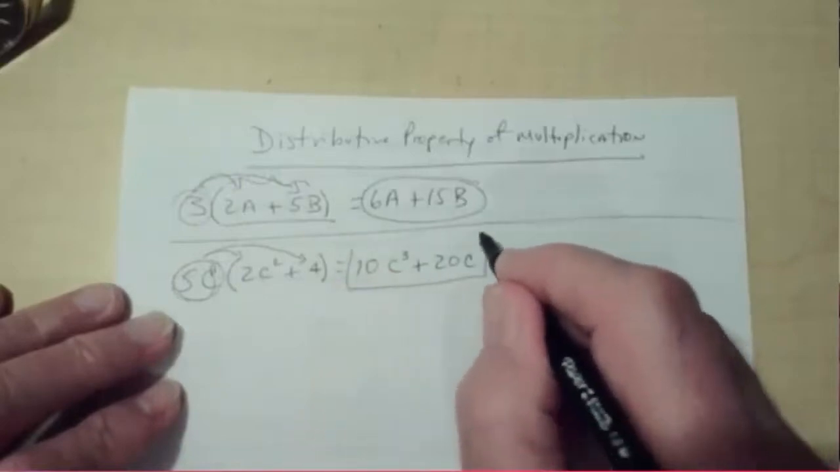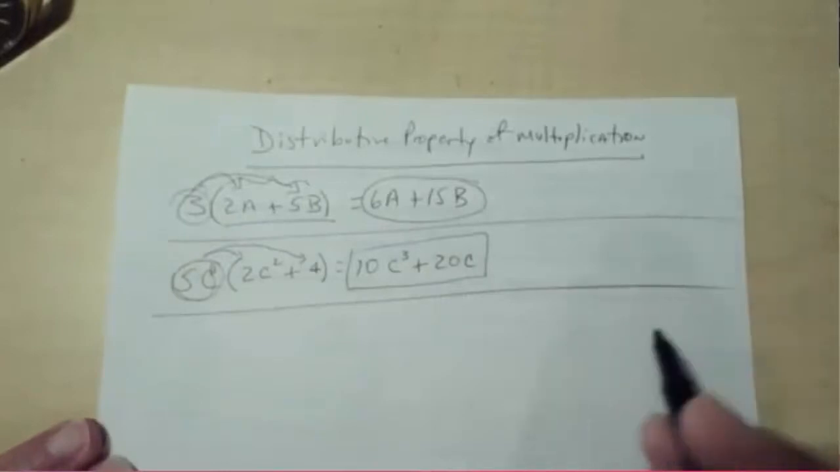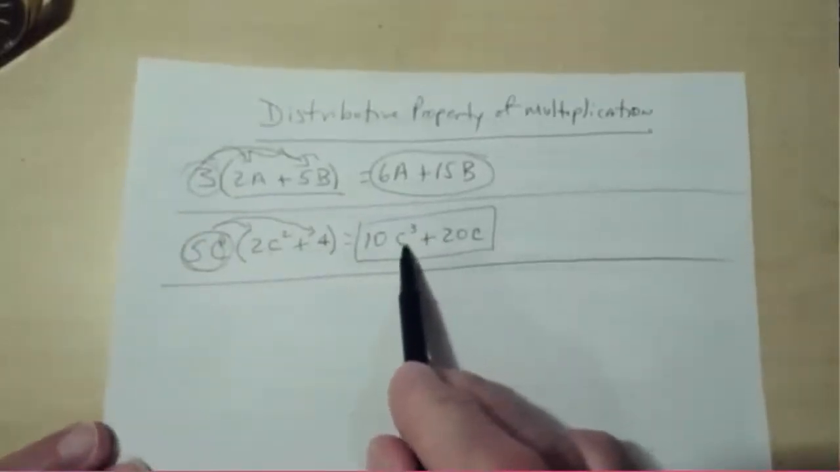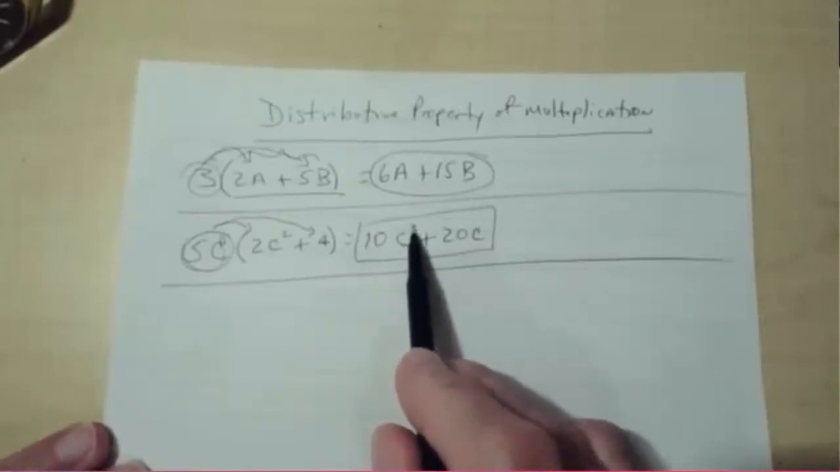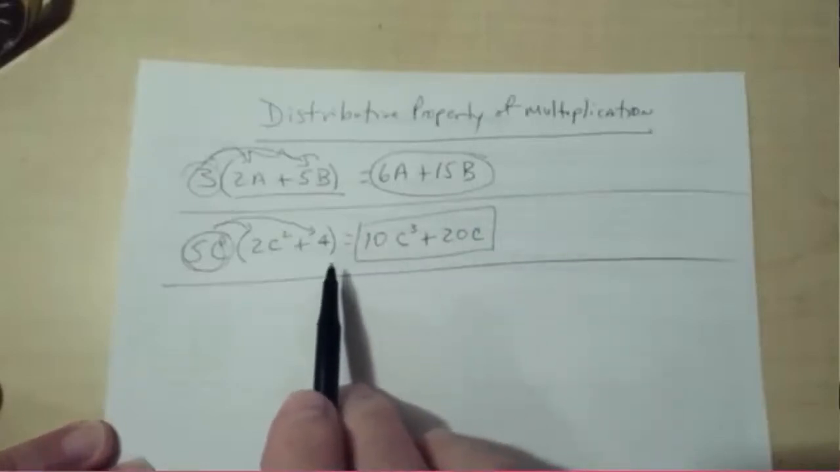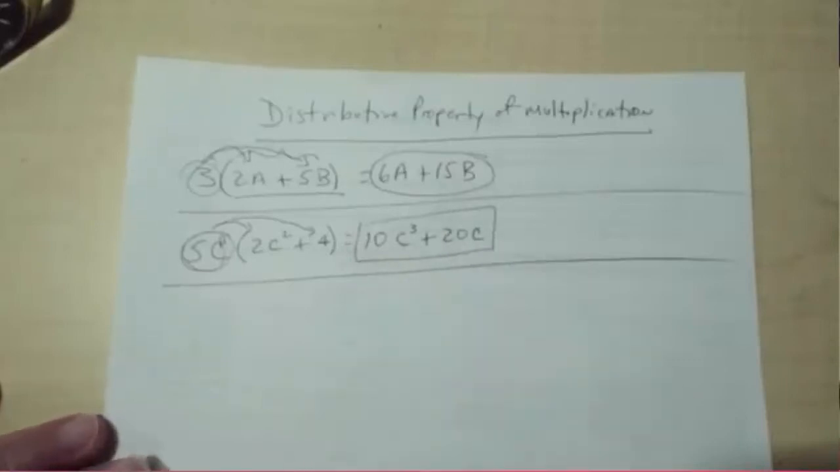Can we combine these two things? No, they're not like terms. For them to be like terms, the variables have to be the same, and the exponents have to be the same. Okay, they really don't get any more difficult than this. They just get longer, but the idea is exactly the same.